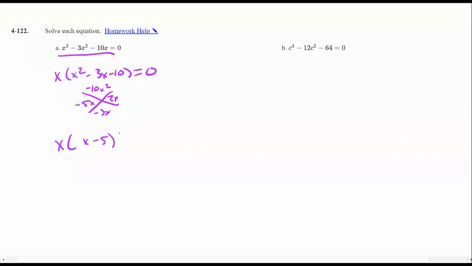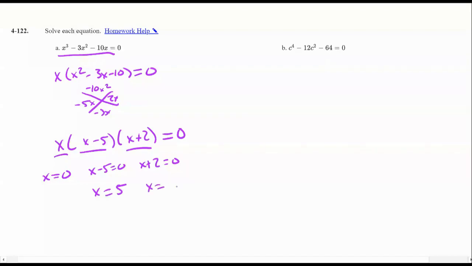If you need more assistance factoring, I would make sure to get that practice because factoring is important. So for my final solutions, I'm just going to set each of these equal to 0. So x equals 0, x minus 5 equals 0, and x plus 2 equals 0. So my three solutions are x equals 0, x equals 5, and x equals negative 2.